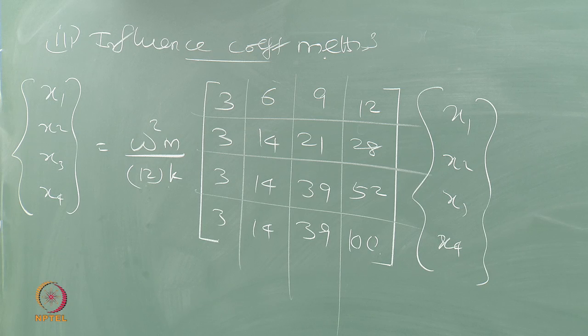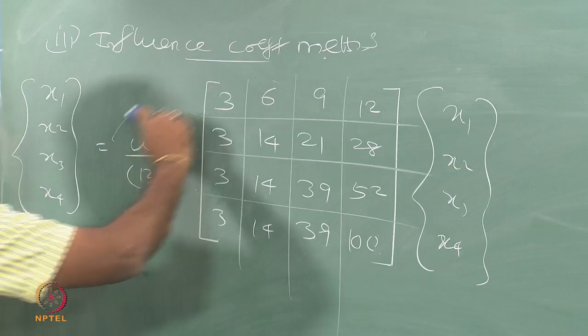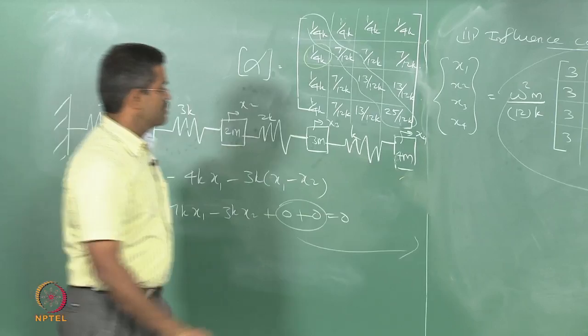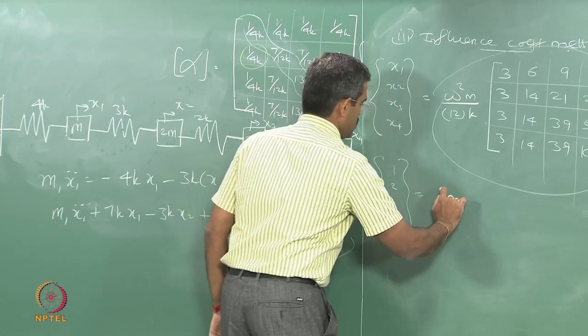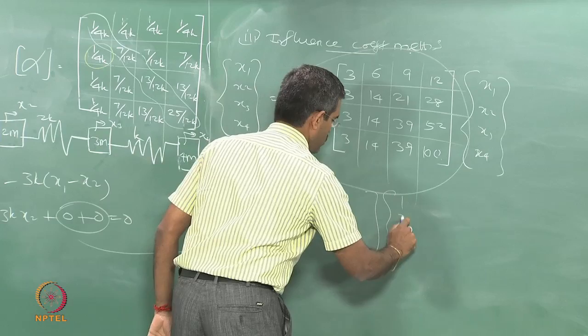So this matrix can be obtained in minutes. So be careful in multiplying the terms. So let us do the same iteration of 1, 2, 3, 4 as we started with Stodola, with the same 1, 2, 3, 4, and see what do you get.